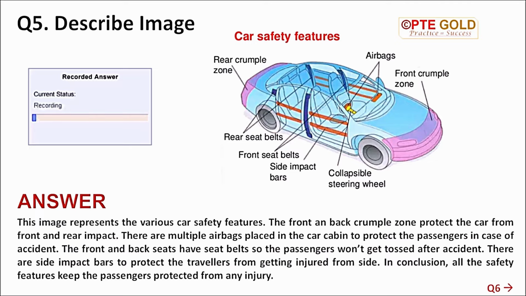This image represents the various car safety features. The front and back crumple zones protect the car from front and rear impact. There are multiple airbags placed in the car cabin to protect the passengers in case of an accident.